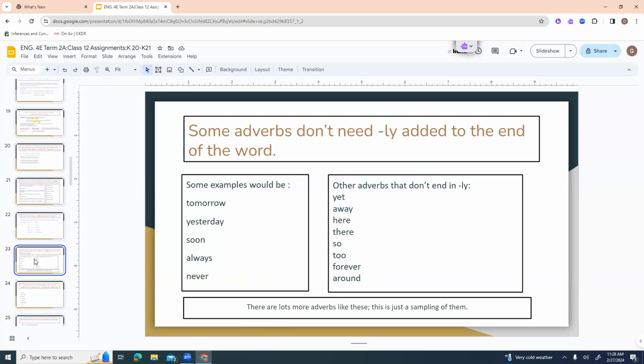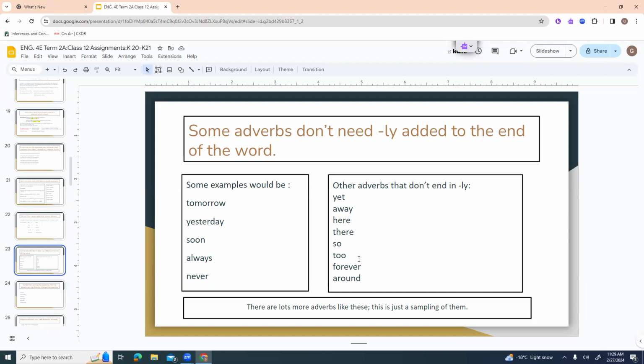Also, there are some adverbs that don't need ly added to the end of a word. Some examples would be some time words like tomorrow, yesterday, soon, always, never. Those are adverbs. We use them to describe actions. They don't need ly. Some other adverbs that don't end in ly would be some words related to place. Yet is another time one. Away, here, there, so, to, forever, around.